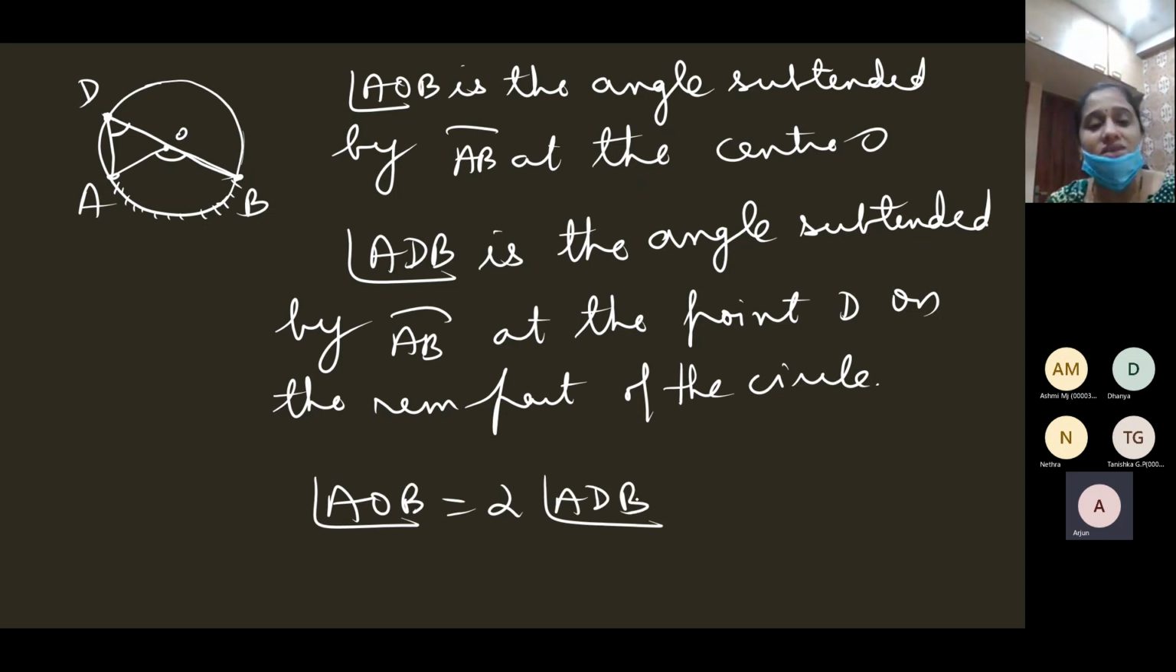Because both are made by the same arc AB. One angle is formed at the center, the other is on the circumference. So the angle at the center is double the angle at the circumference.